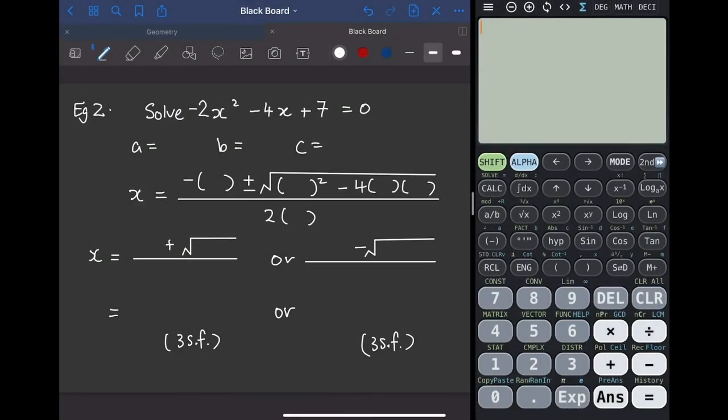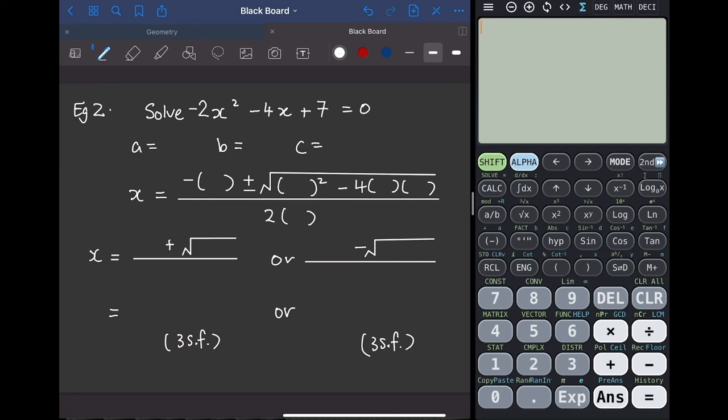So now we'll look at example 2. Now sometimes in our equation, right, the x squared term is not positive. It is a negative number. It is a negative coefficient in front of the x squared. Now, how do we deal with it? We'll just deal with it accordingly.